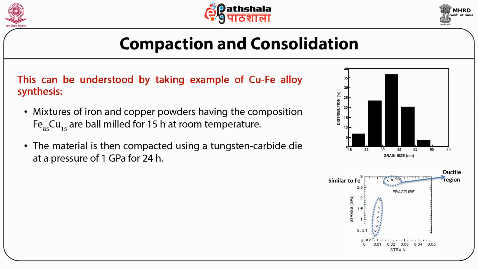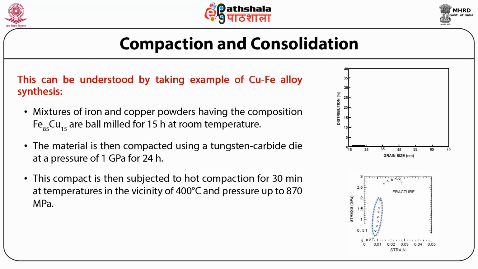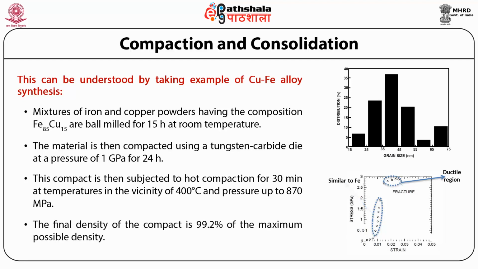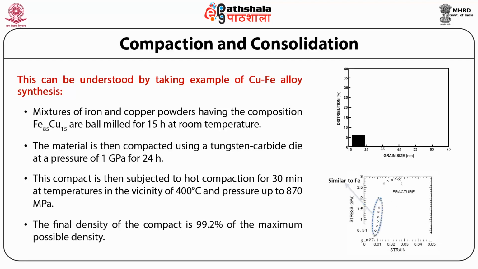for 24 hours. This compact is then subjected to hot compaction for 30 minutes at a temperature in the vicinity of 400 degrees Celsius and a pressure up to 870 megapascal. The final density of the compact is around 99% of the maximum possible density.